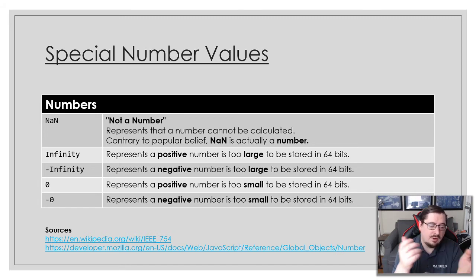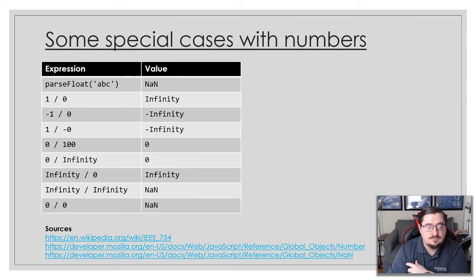0 might represent 0, but in general, the proper way to think about 0 is that it represents a positive number that's too small to be represented, that it's below our precision. Similarly, -0 represents a negative number that is too small to be represented. So both of these, 0 and -0, don't necessarily represent 0. They just represent a number that's maybe close to 0 or too small to be stored. Okay. So how can we get some of these values?